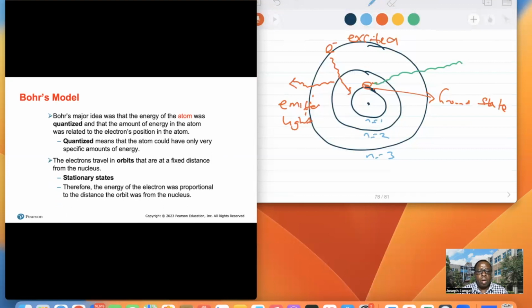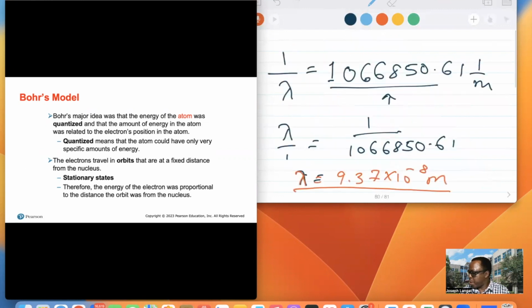Electrons travel in orbits that are fixed distances from the nucleus. So here is the nucleus, and these are fixed positions. And remember, we have the neutrons and these are protons. There are protons in the nucleus. These are circular orbits.